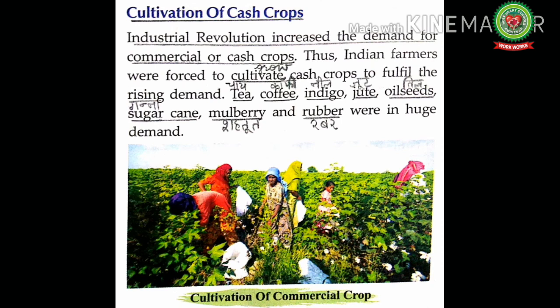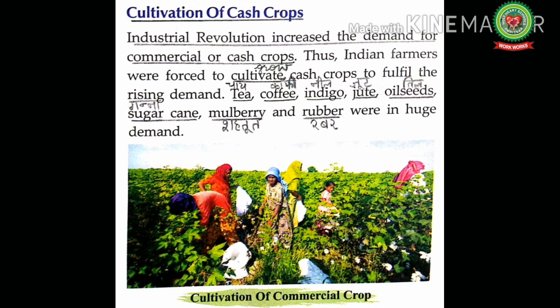and from there spread to other parts of the world. And the Industrial Revolution increased the demand of the cash crops in India. Thus, Indian farmers were forced to cultivate cash crops to fulfill the rising demand. So there was a great impact of Industrial Revolution on Indians.